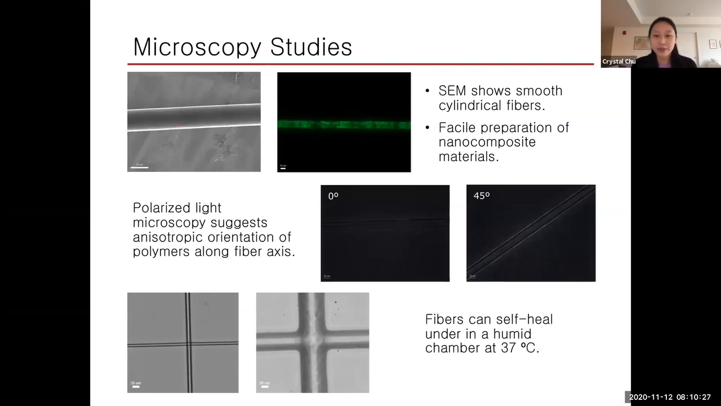So some microscopy studies allow us to learn a little bit more about the structure of our materials, as well as give us some insights into some potential applications, right? SEM shows that we indeed form these smooth cylindrical fibers. And what I'm showing in this image is the result of incorporating fluorescent microparticles directly into our fiber precursor, so in that viscous fluid. Basically, in a vial of this viscous fluid containing this dynamic network, we can directly incorporate things like microparticles, and then draw out polymer fibers with these fluorescent microparticles dispersed throughout the material.